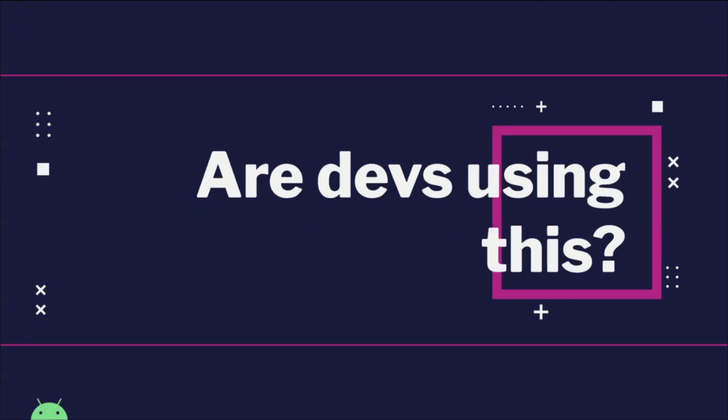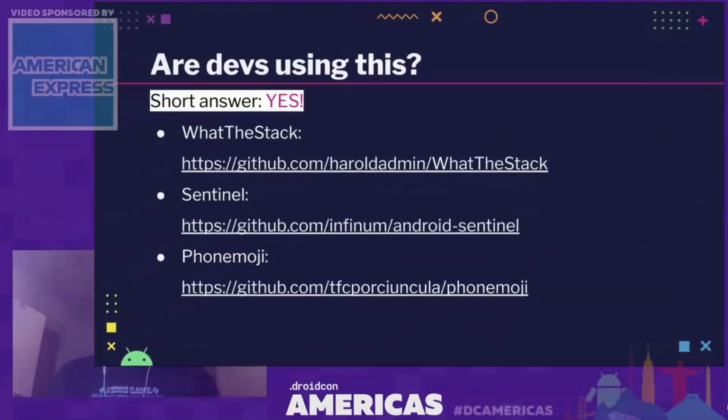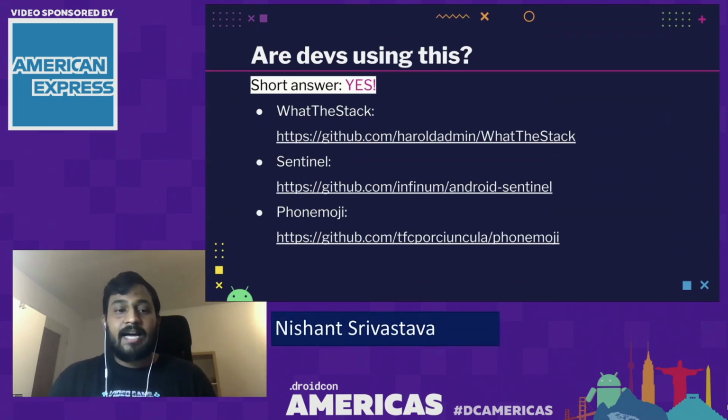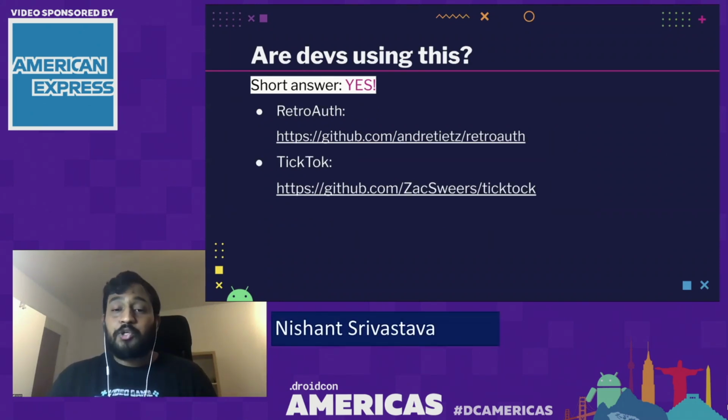So are the devs actually using this? That's an important question. The short answer is yes, they are. You have these libraries called What the Stack, Sentinel, Phone Emoji. You also have RetroAuth and TikTok, which are all using this initializer approach through Jetpack Startup or AndroidX Startup. And they are kind of working in a more harmonious way than they were if they were using their own content providers.